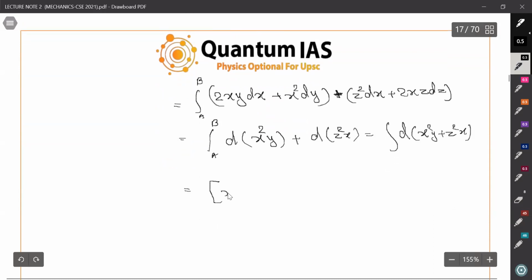So what will it become? This will become x square y plus z square x. We need to put the value from 0, 1, 2 to 5, 6, 8. So it will become 470.